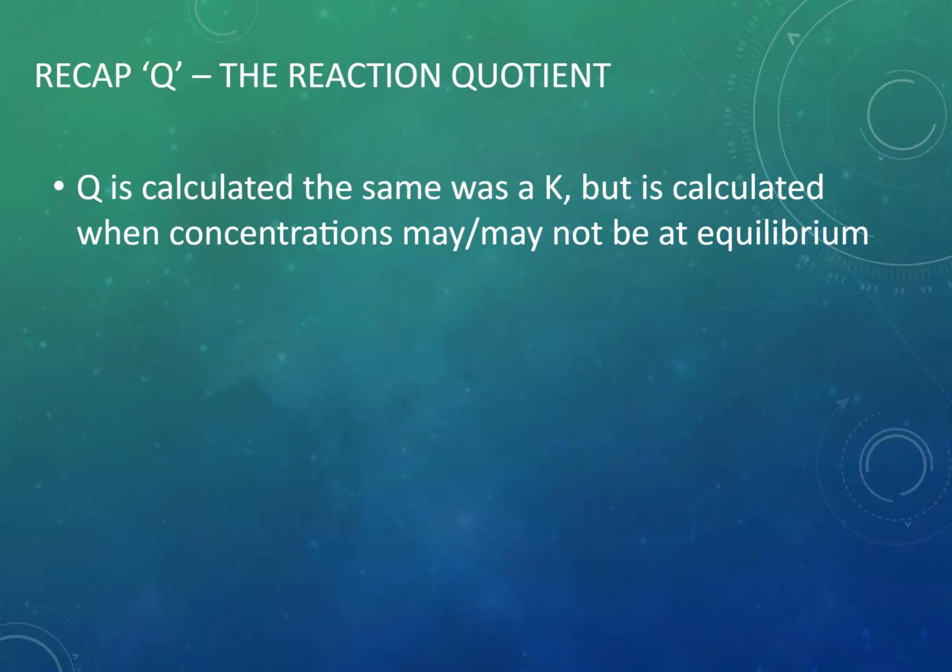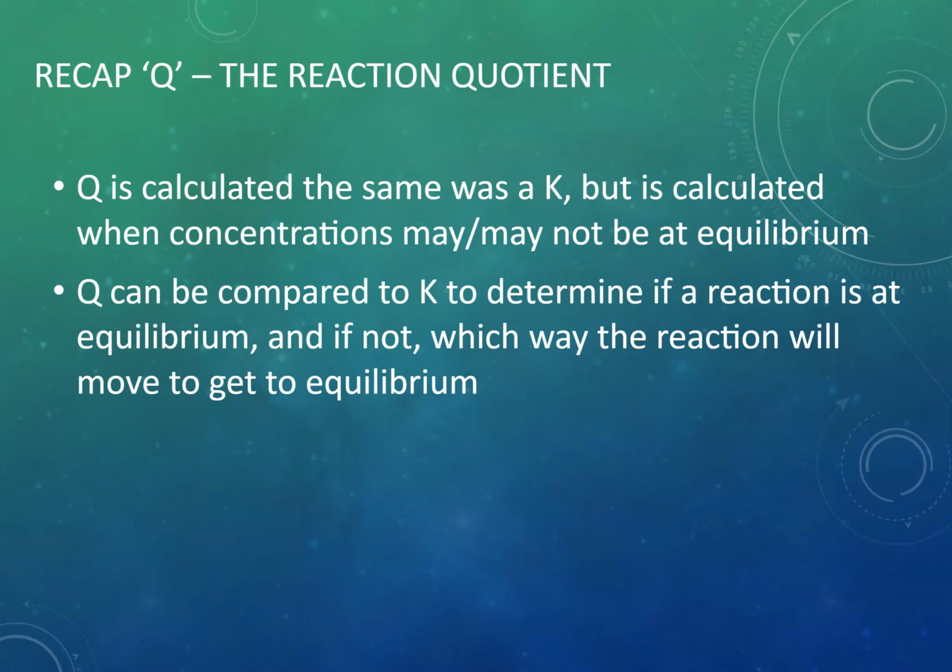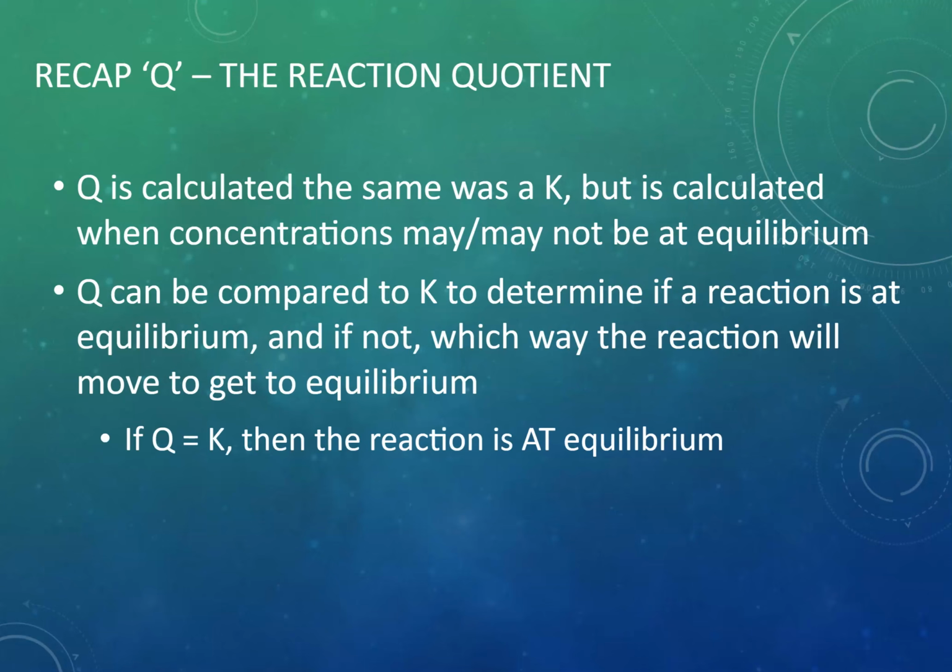So just to recap, Q, the reaction quotient, is calculated exactly the same way as K. So using exactly the same equation as K, but the concentrations may or may not be at equilibrium. This is basically what you do when you've got some concentrations and you want to find out if they're at equilibrium. So you do the calculation the same way, then you compare Q and K, and that will tell you whether or not it's at equilibrium, and if it is not, what needs to happen. So if Q is the same as K, then the reaction is at equilibrium.